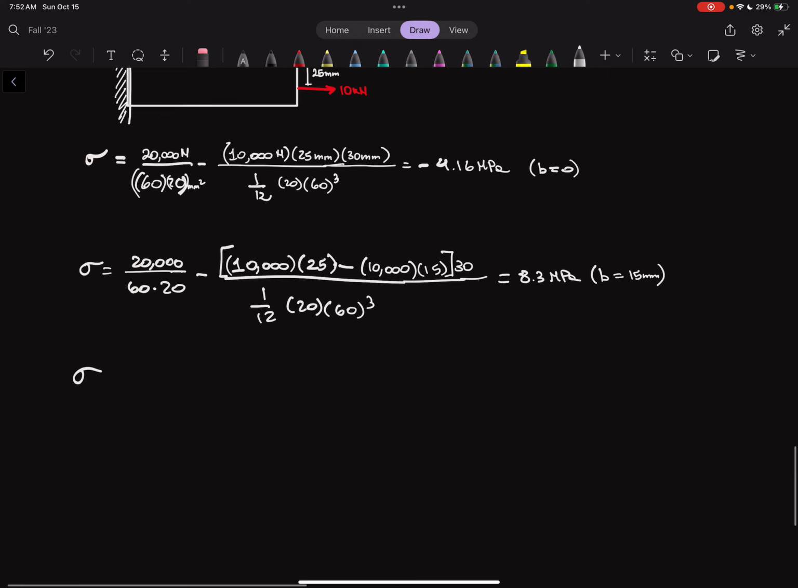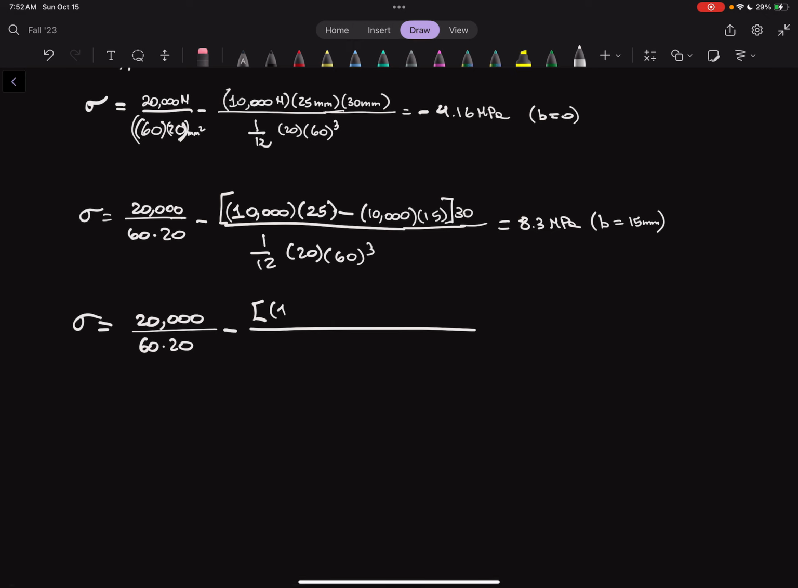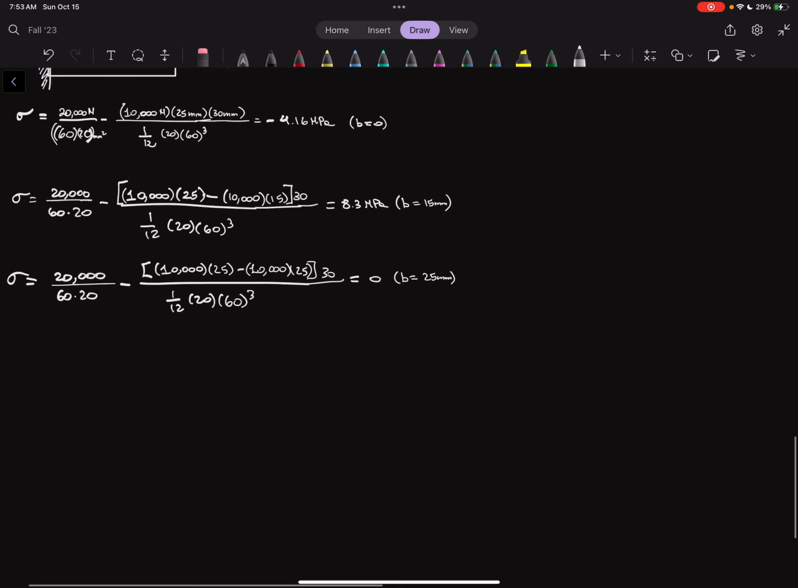And then we do the same thing for the third one. The internal load is going to be the same, but what is B now? B is 25 millimeters. So minus 10,000 times 25, we notice that that's 0. So what that means is that there would be 0 stress when B is equal to 25 millimeters. And that's because the two would offset each other.